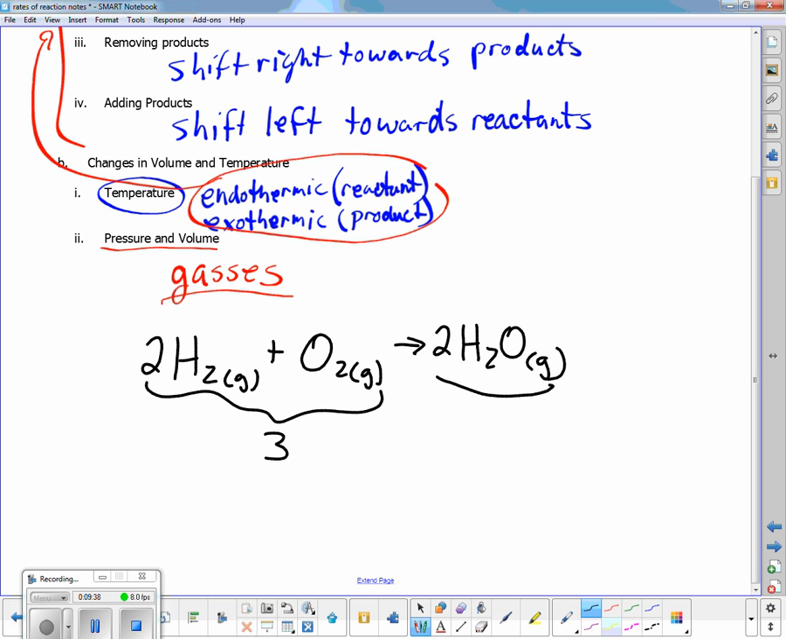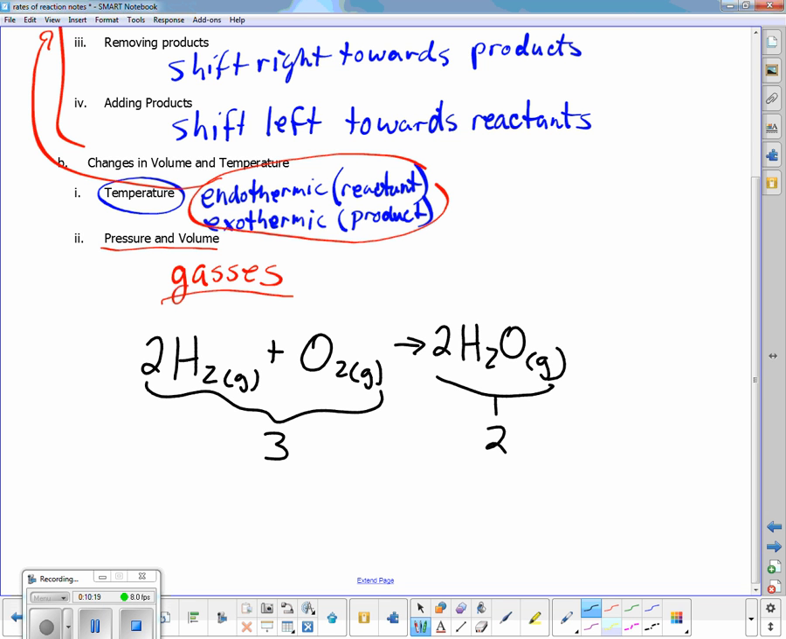Ian, how many do I have on the right? I just have 2. These are the numbers we balanced with. So I have 2 plus 1 is 3, and I have just 2 up here. I'm just looking at the moles of gas, the numbers I used to balance the equation in front of the ones that are gas. If it's a solid or liquid, I ignore it for this.